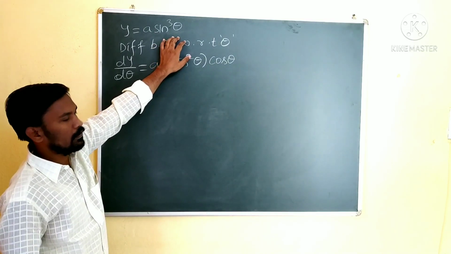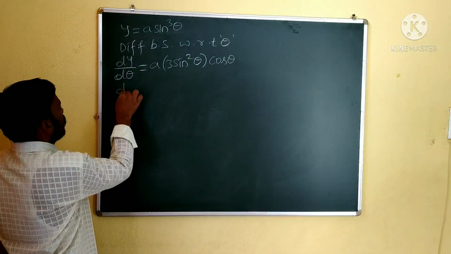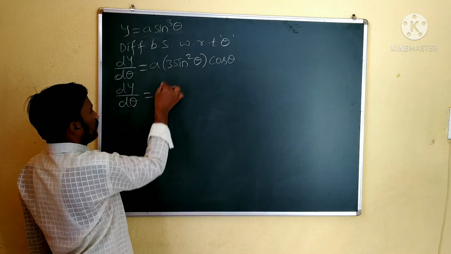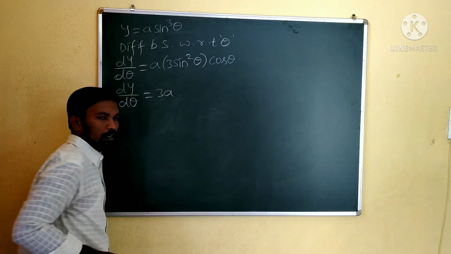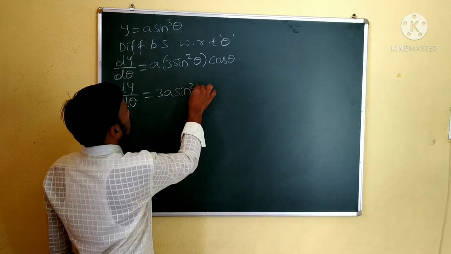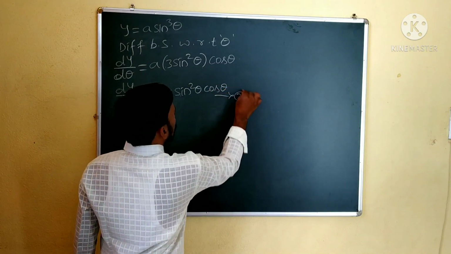The derivative of the base, derivative of sin theta, will be what? Cos theta. That is, dy by d theta is equal to a into 3, which is 3a sin square theta into cos theta. So this is equation number 2.